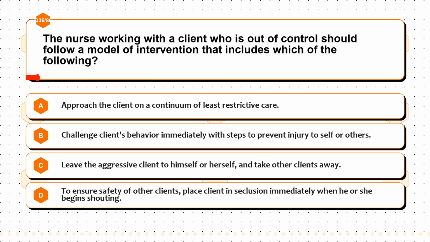Question 36. The nurse working with a client who is out of control should follow a model of intervention that includes which of the following? Here are the options. Option A. Approach the client on a continuum of least restrictive care. Option B. Challenge client's behavior immediately with steps to prevent injury to self or others. Option C. Leave the aggressive client to himself or herself and take other clients away. Option D. To ensure safety of other clients, place client in seclusion immediately when he or she begins shouting.